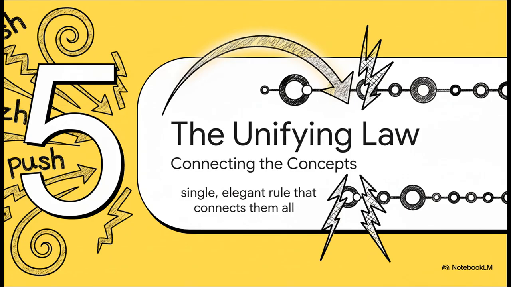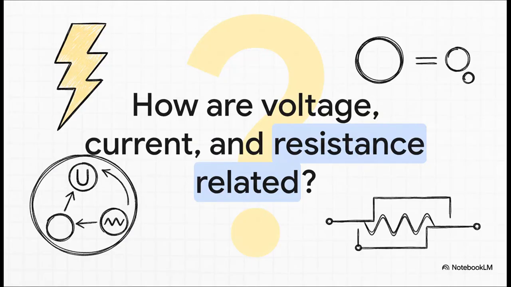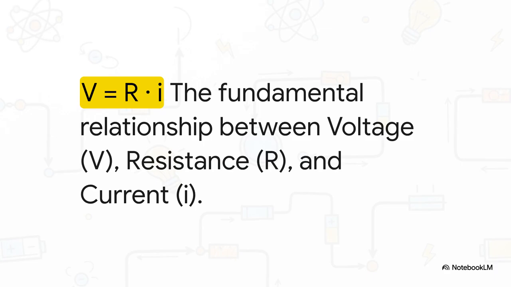Now for the magic part, let's see the one simple, elegant rule that ties them all together. So, what's the connection? How do these three things, voltage, current, and resistance, relate to each other? You might think it's something complicated, but it turns out to be one of the simplest and most beautiful relationships in all of physics. And here it is, V equals R times I. This is Ohm's law, and I'm not exaggerating when I say this is one of the most fundamental equations in all of electronics. It just says that the voltage, the push, is equal to the resistance times the current.